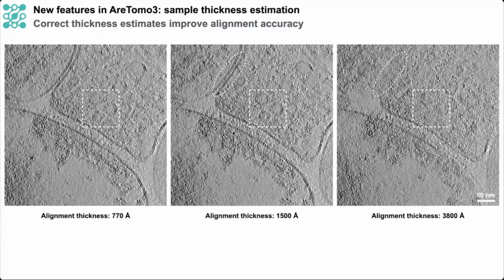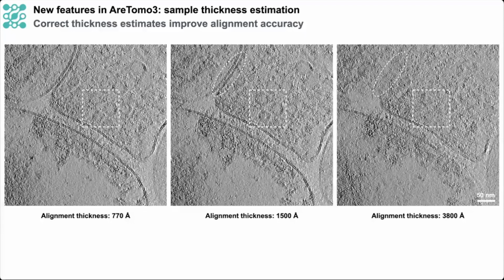Correctly measuring the sample thickness is important to improve alignment accuracy. In the case we're looking at here, the sample thickness is roughly 1500 angstrom. And when we use that value during the alignment process, it yields the best reconstruction with the highest spatial coherence, which is shown in this middle panel here.